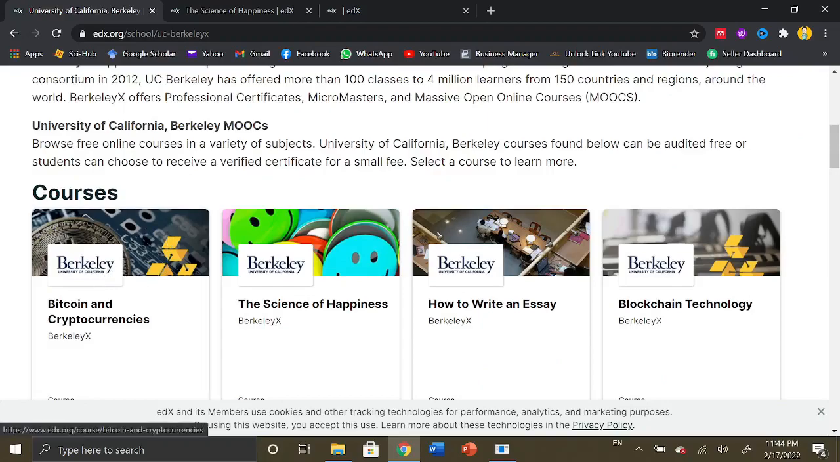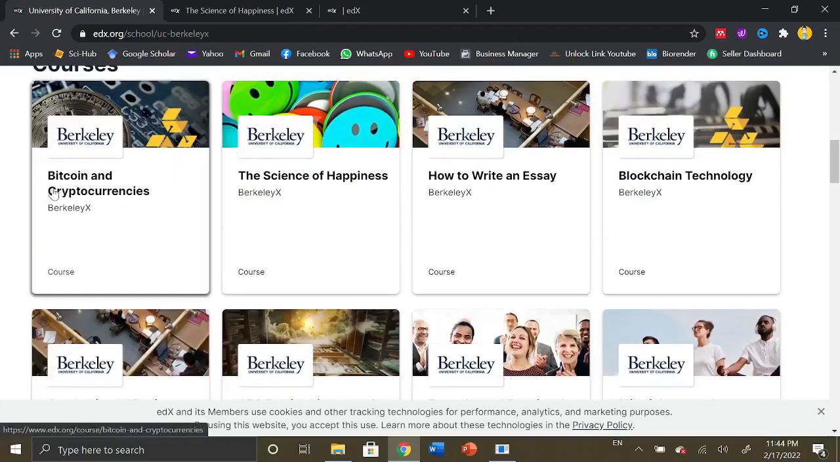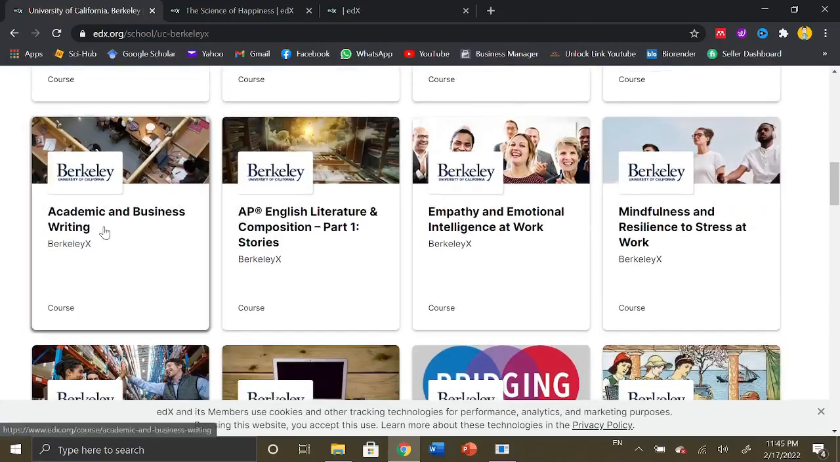So the courses offered by the University of California include Bitcoin and cryptocurrencies, blockchain technology, which is an emerging concept, the science of happiness, if you are someone facing depression, you must do this course, and how to write an essay. It is a very important course if you are looking forward to improve your writing skills. Then we have academic and business writing. This is very important for our students in Pakistan or India because we are not taught such skills in universities.